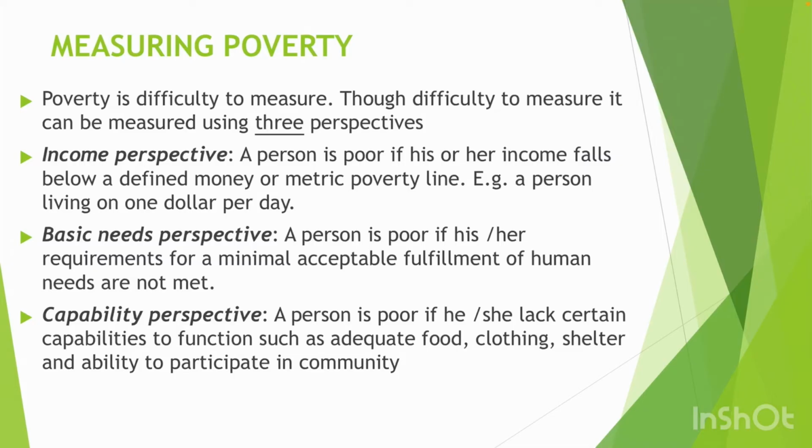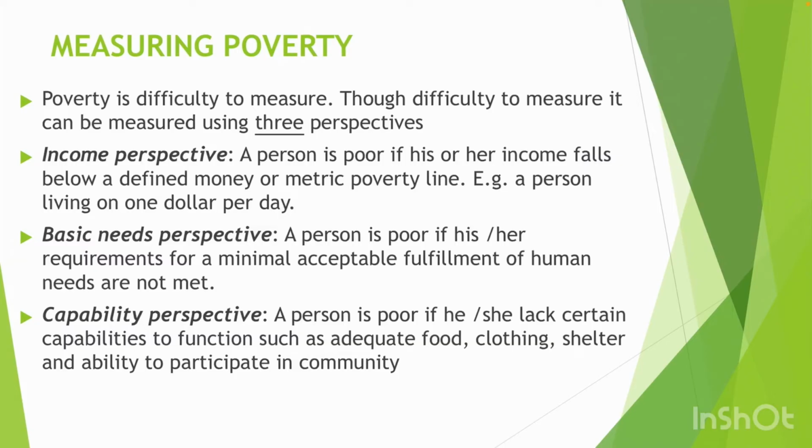A person is poor if his or her income falls below a defined money or metric poverty line, e.g. a person living on $1 per day. So let me take it to our country. Let me give an example. Let's say in Zambia, it's just an example. I'm not saying that's how it is in Zambia. Let's say in Zambia, the minimum income that you must receive as a household per month is 500 kwacha.